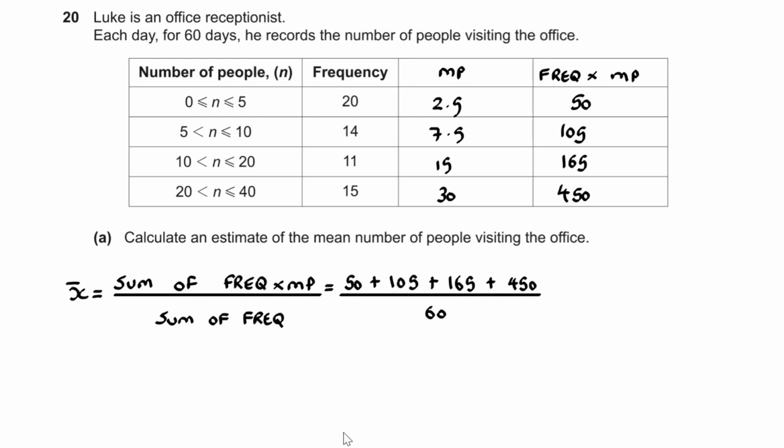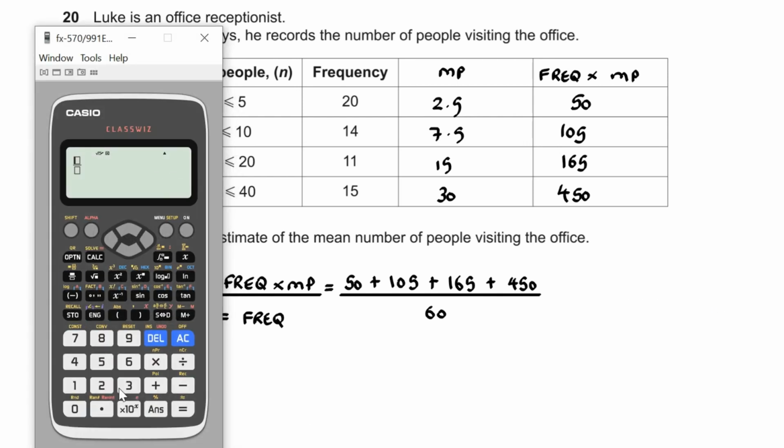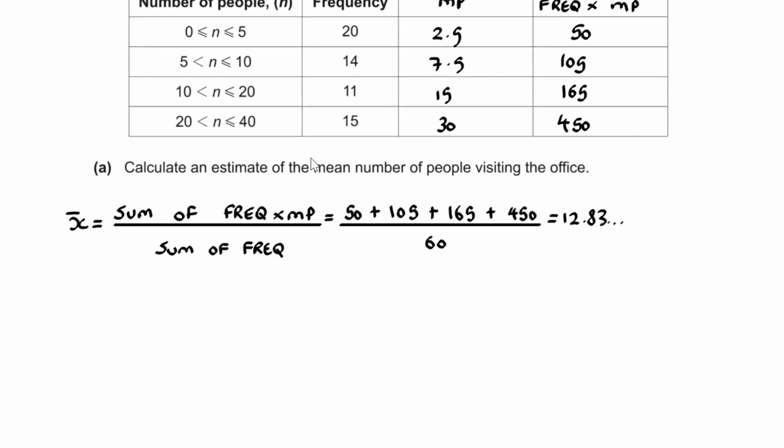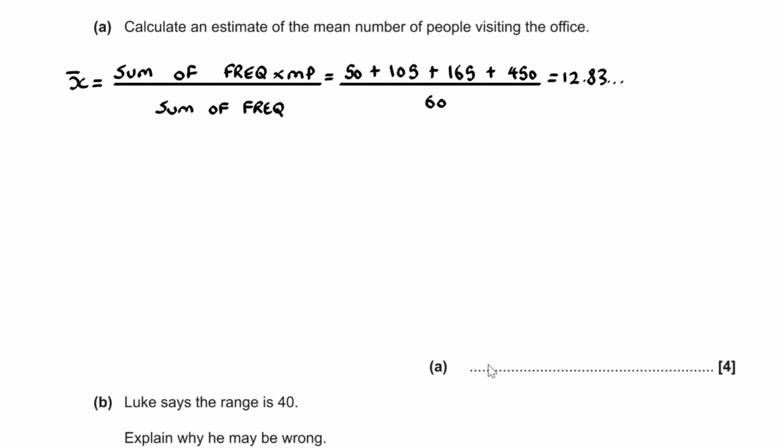So if we work all of this out, we have 50 plus 105 plus 165 plus 450 divided by 60. And so therefore here we end up with a value of 12.83, etc. So therefore for the mean number of people, we'd have approximately 13 people.